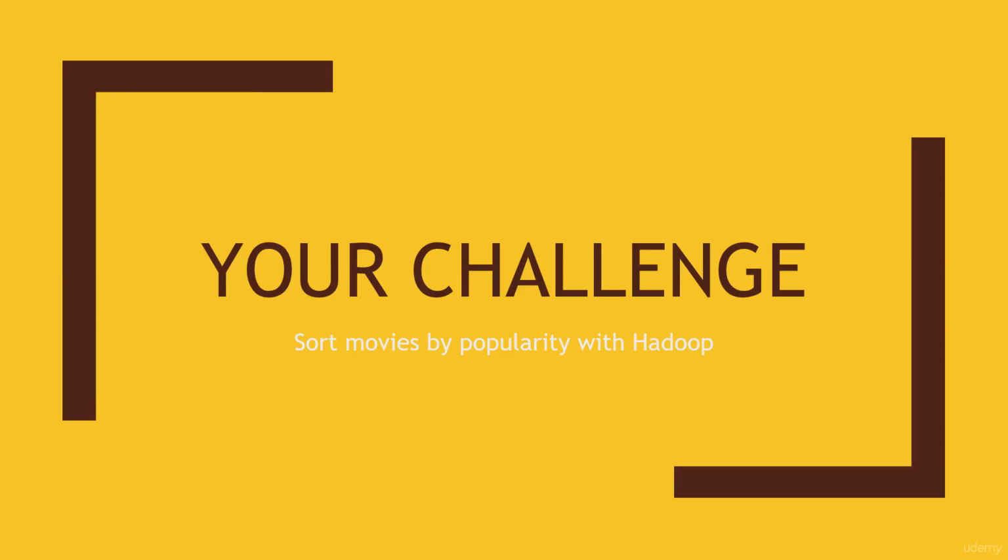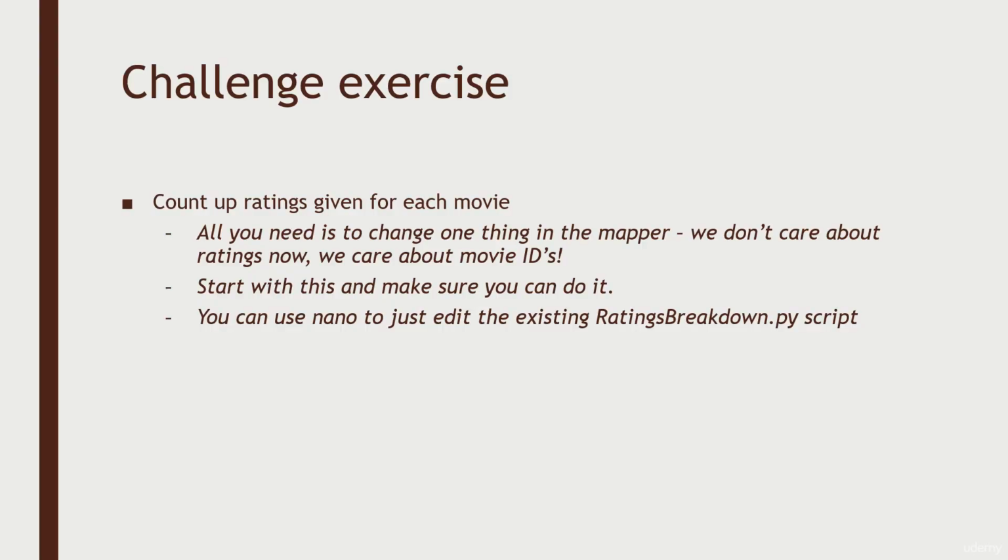So let's put what you learned to work here. I'm going to challenge you with a little exercise, and it's not too hard, don't worry. What we're going to do is sort the movies in the MovieLens dataset by their popularity using Hadoop. This is very similar to what we did before, right? Because before we were counting up how many times each rating occurred. Now all we have to do is switch that to count how many times each movie occurs in the dataset.